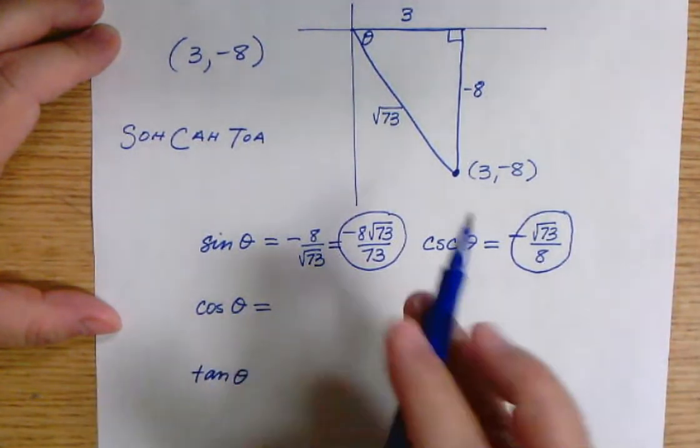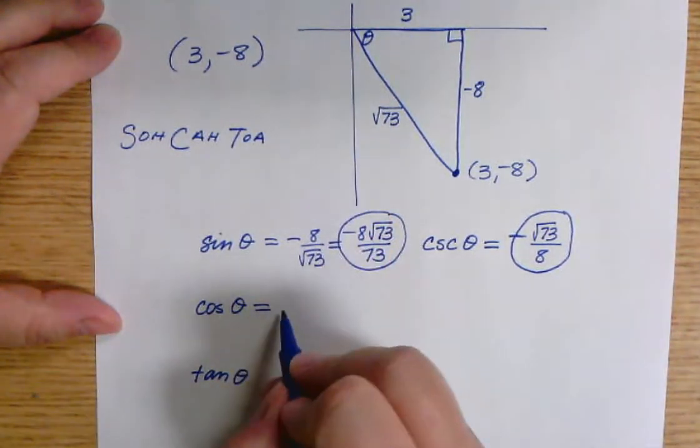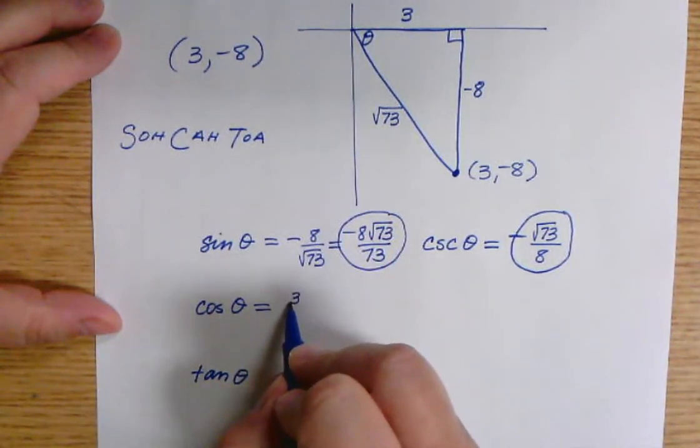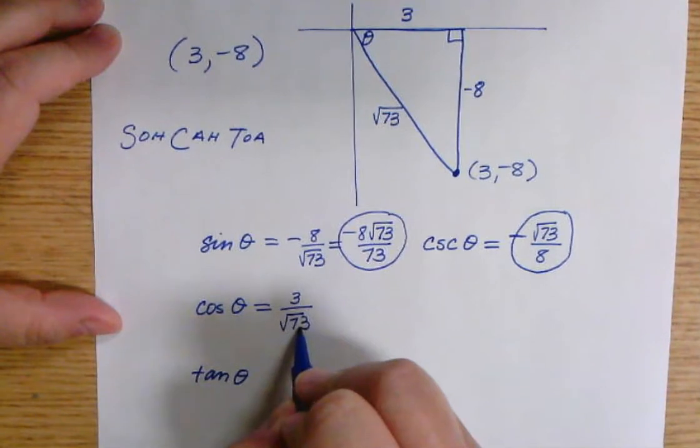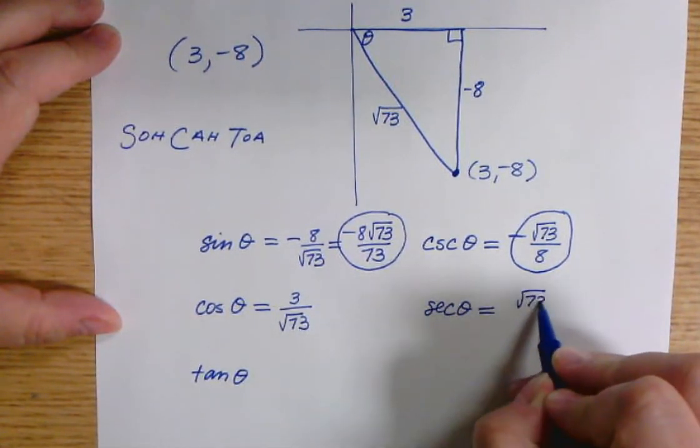The cosine of theta is adjacent over hypotenuse. So same thing happens here. I'll have to rationalize, but let me wait and figure out the secant first.